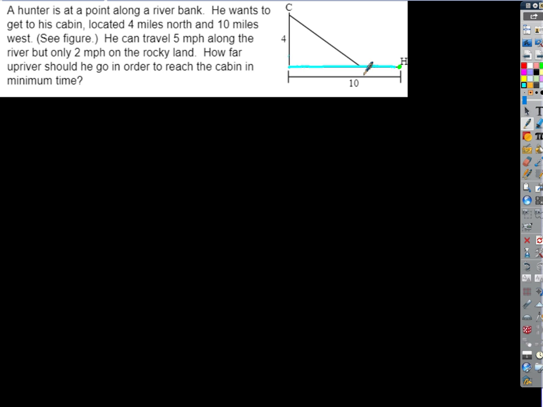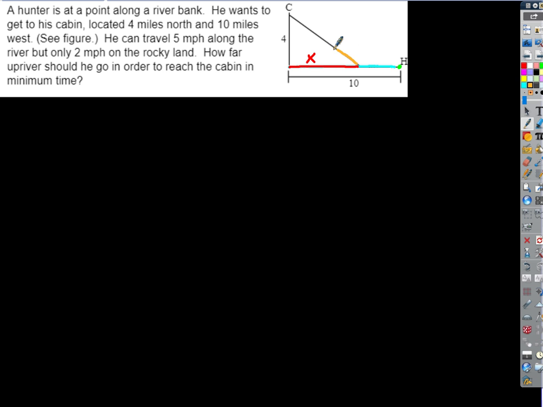But what you know is that the time that he travels along the river is going to be determined largely by the speed at which he can travel along the river, and the time that he travels along the land is impacted by how fast he travels on the land, which is much slower, right? Does that make sense? Okay, so small hint. If we call this distance right here X, that would be a good choice.